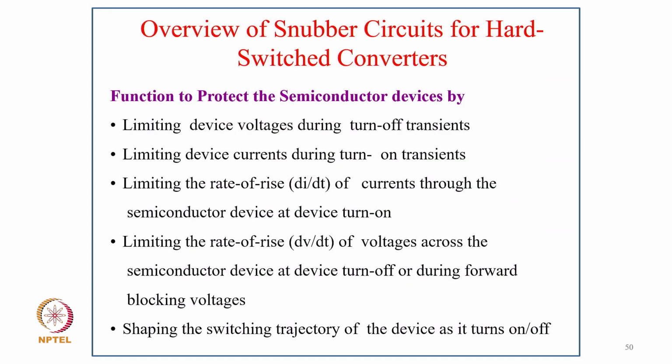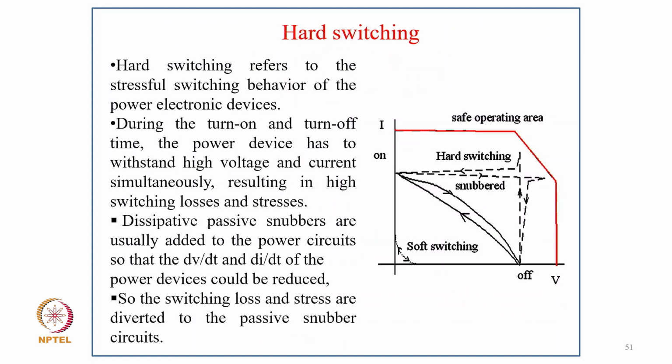So now coming to an overview of snubber circuits for hard switched converters. The function is to protect the semiconductor devices by the snubber: limiting the device voltage during turn on and turn off, limiting the device current during turn on transients, limiting the rate of rise di by dt of current through the semiconductor devices at device turn on, limiting the rate of rise dv by dt of the voltage across the semiconductor device at device turn off or during forward blocking voltage, and shaping the switching trajectory of the device as it turns on or off.